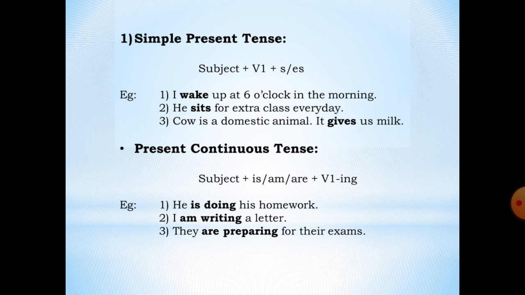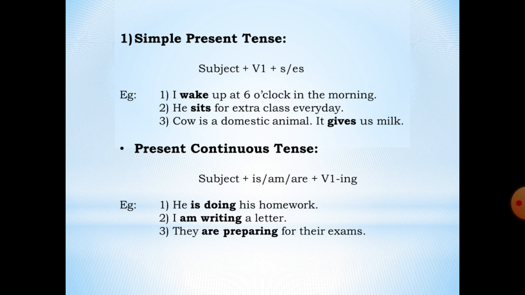So continuous or progressive, both are same. Whenever continuous or progressive is asked in the sentence, that means the verb takes ing. This you have to remember. He is doing his homework. Second sentence, I am writing a letter.